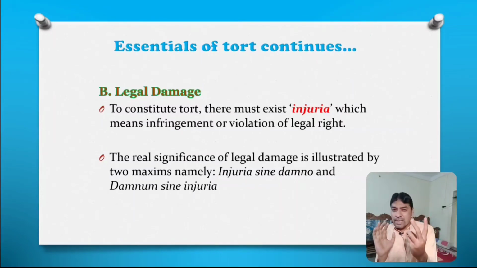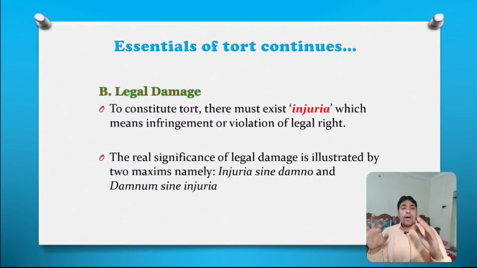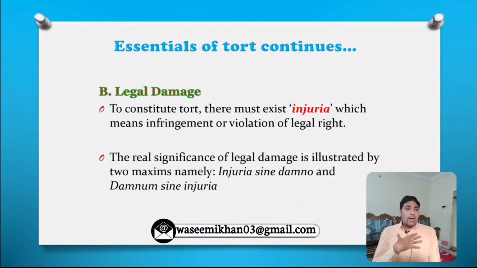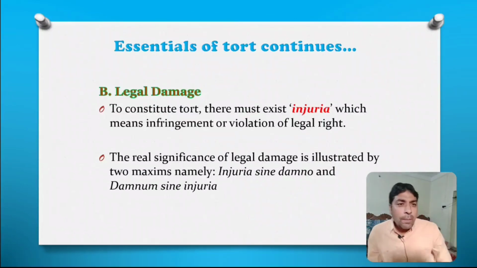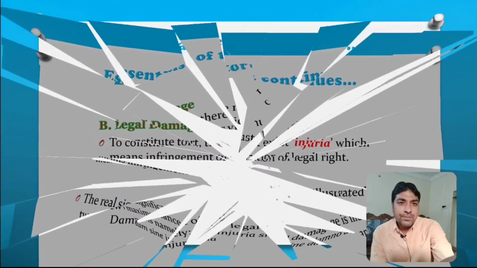And the second maxim is damnum sine injuria, meaning loss without violation of legal right. No doubt the person sustained a loss, but if there is no violation of his legal right, he will not get a single rupee as compensation. So to get compensation, the person's legal right must be there. Injuria sine damno and damnum sine injuria we will discuss separately in the next lecture in detail. So the second essential of tort is legal damage.